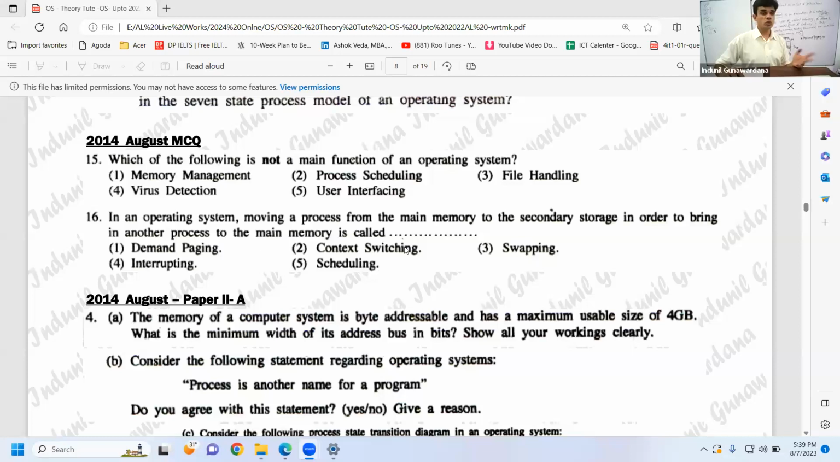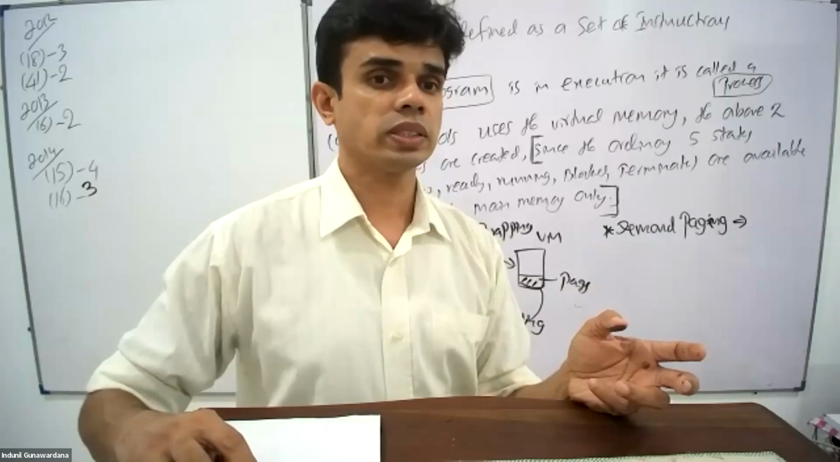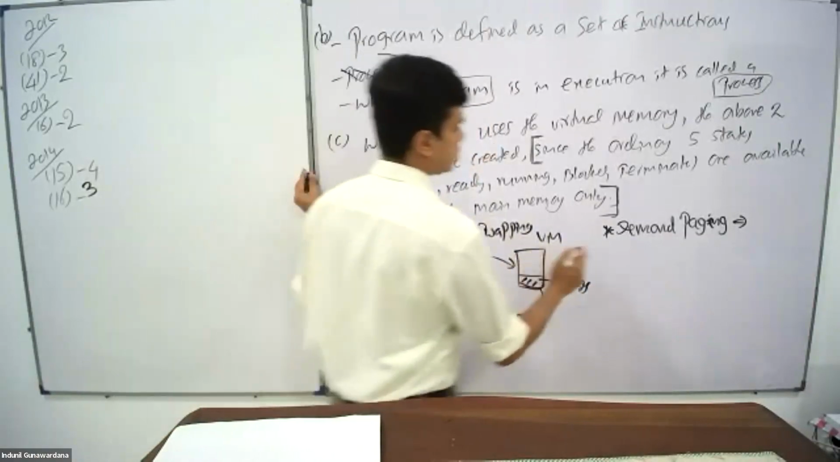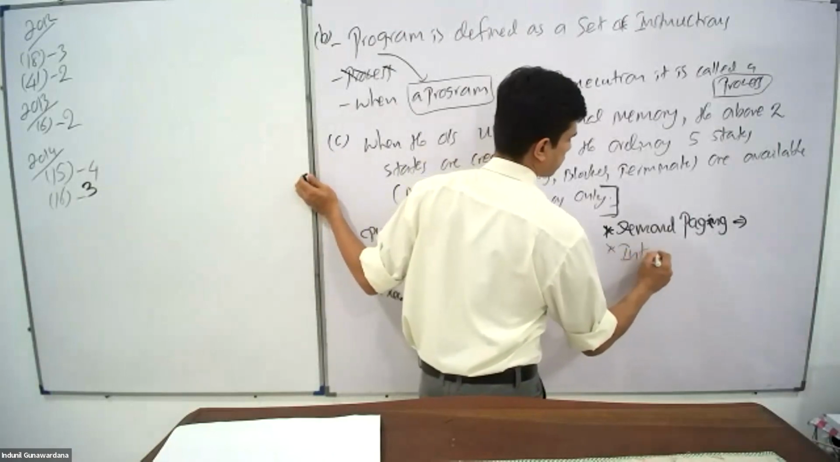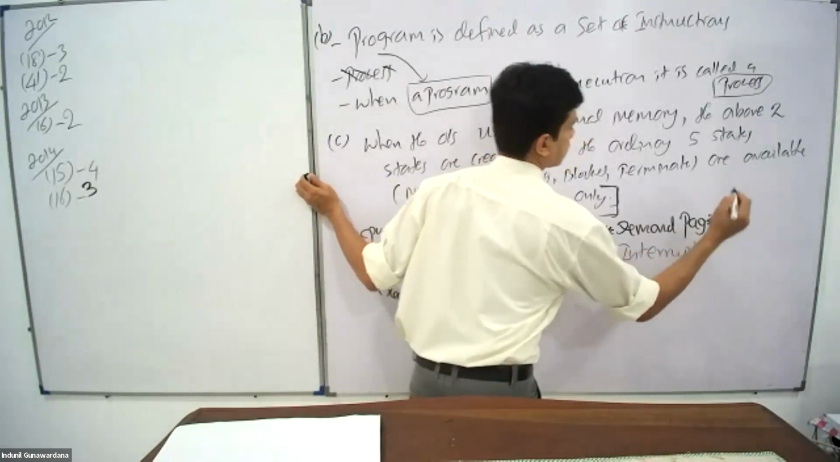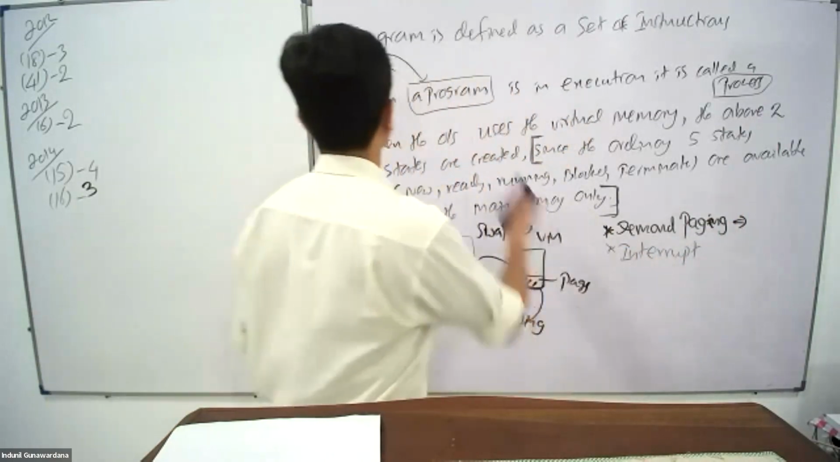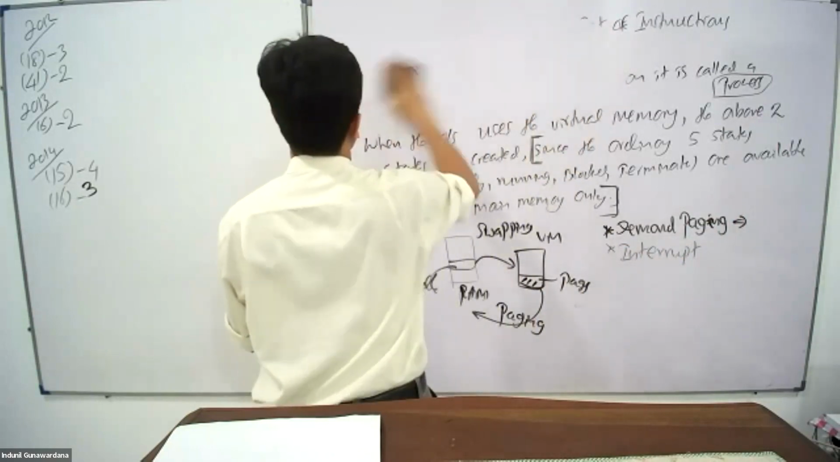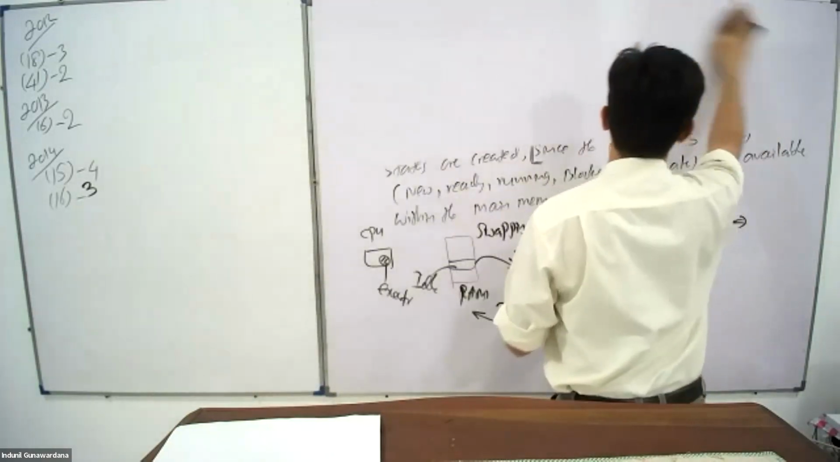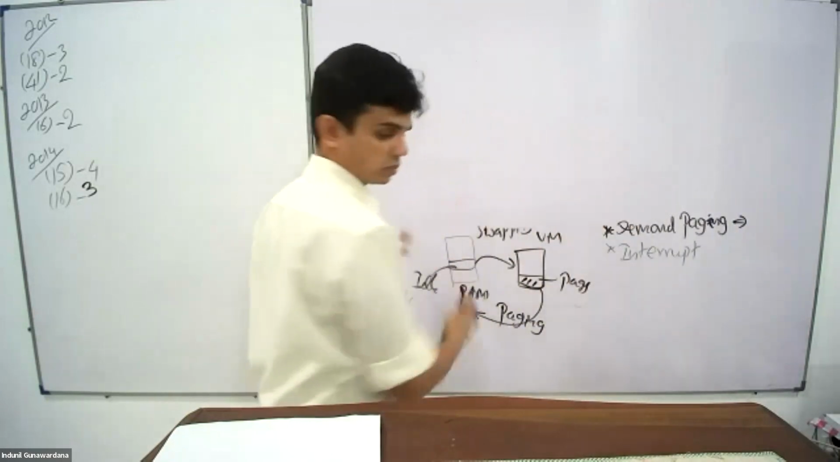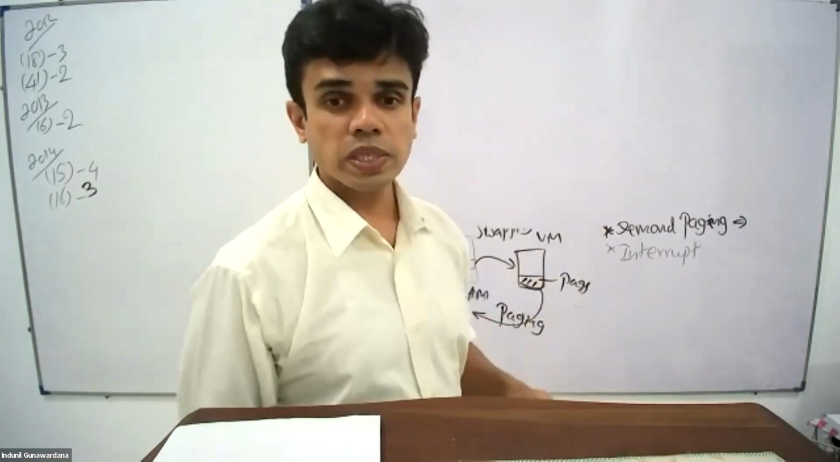Then the other word is context switching. You know what it is, right? That's going under process management. Swapping, fine. Interrupting. What is an interrupt? That's another word found in our OS. Normally in our usual language, what are interrupts?